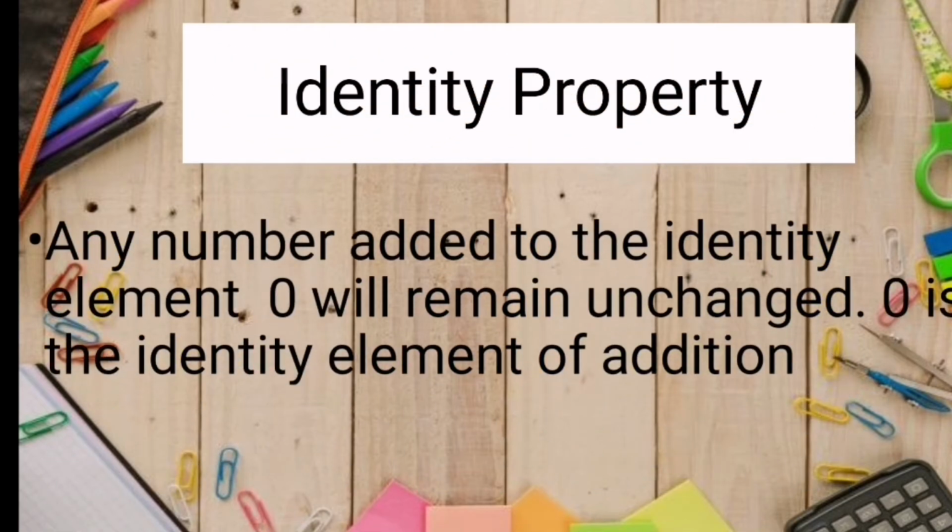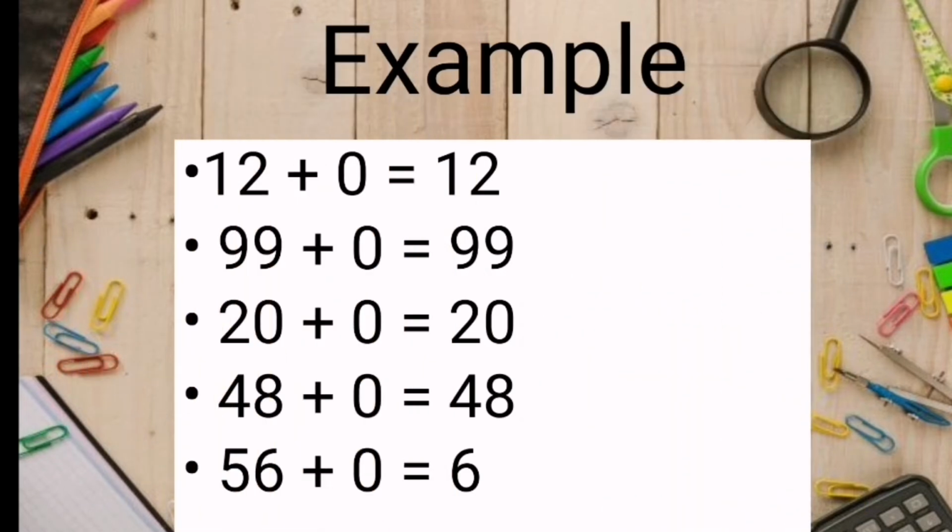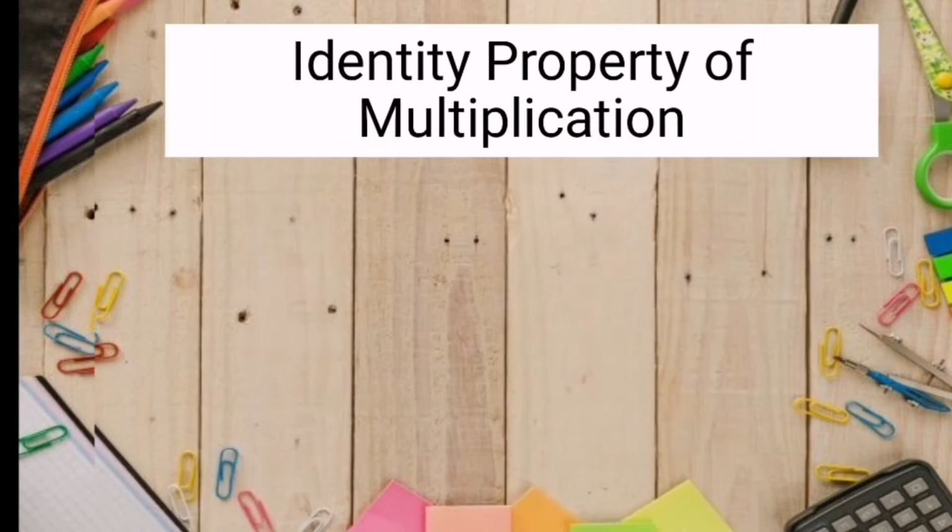Identity property. Any number added to the identity element 0 will remain unchanged. 0 is the identity element of addition, where a + 0 is equal to a. For example, 12 + 0 is equal to 12. 99 + 0 is equal to 99. 20 + 0 is equal to 20. 48 + 0 is equal to 48. And 56 + 0 is equal to 56.